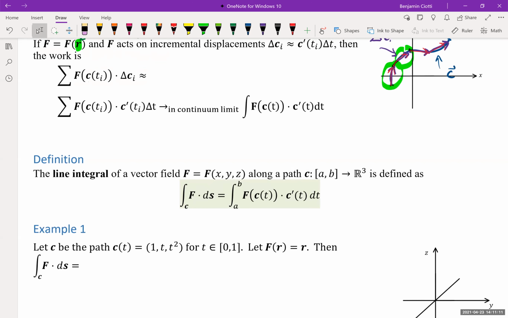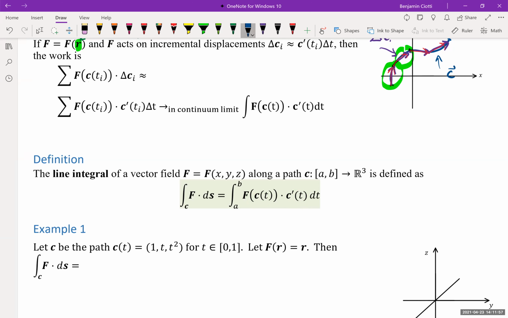We define the line integral of some vector field F, which is a function depending on the position in space, and it acts along some path C. The definition is that the line integral of F over the path C is equal to this expression right here. So we evaluate the force field at points on the curve, and then we take the dot product with the velocity.